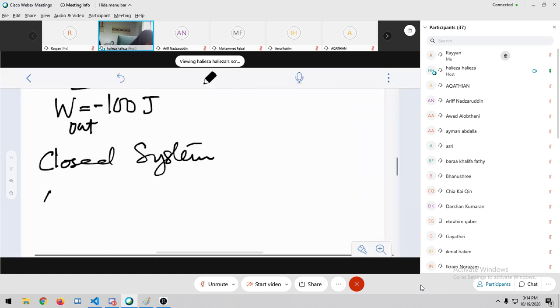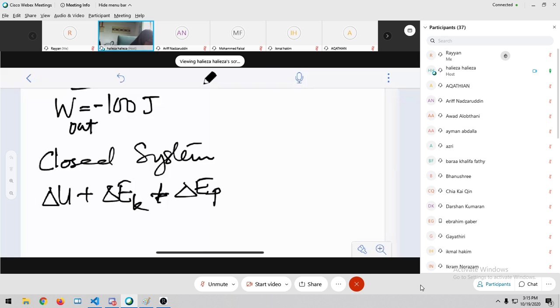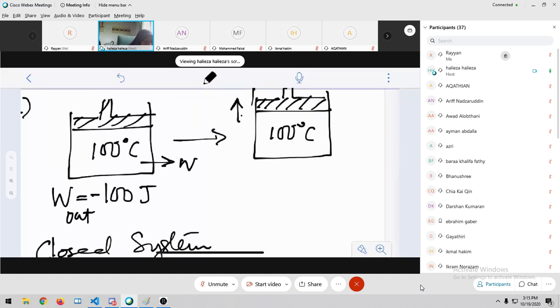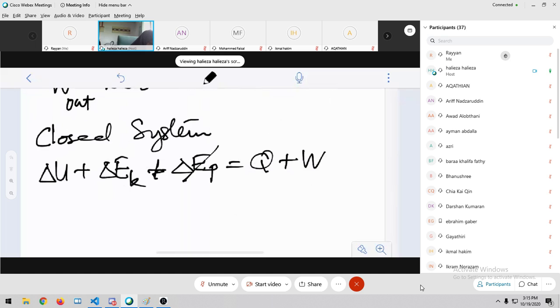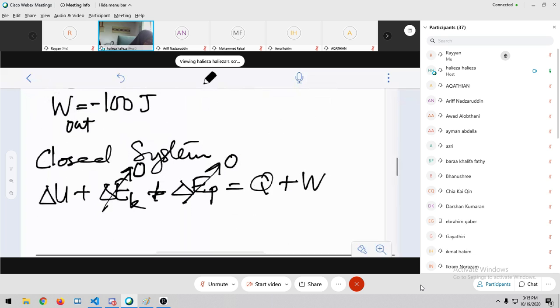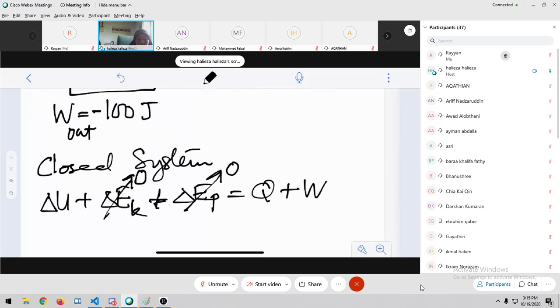We have delta U, delta E kinetic, delta E potential equals Q heat plus work. Again, inside our text, the problem is stated that even though the piston moves, you can assume that there's no potential energy. It's stated in the question. And obviously, the cylinder doesn't move. There's no kinetic energy. Now, do you have any heat coming out for the second case?